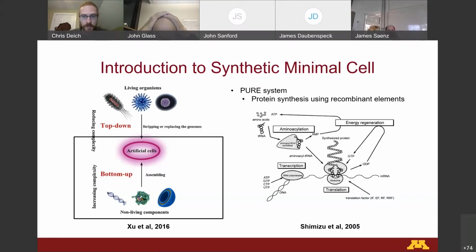However, an example of a bottom-up system would be the PURE system. So it's non-living components. They basically isolate the transcription-translation machinery of E. coli and reconstitute that with the necessary transcription factors. And then this basically gives you a soup that's ready to do in vitro protein synthesis from a DNA or software input.